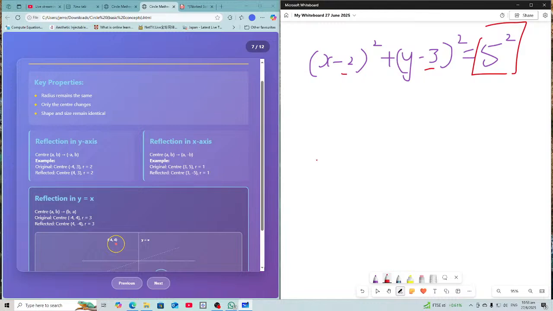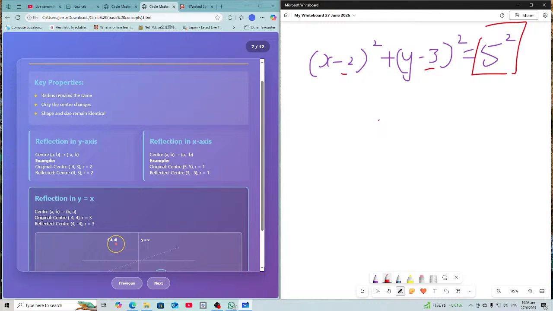Notice only the center changes, and sometimes it will be very interesting, because not all the coordinates change, depending, right? So the shape and size remain identical. So it's more like a translation over here, right? We know that the shape and size remain identical, which means that the radius is the same, just that the center might have changed. Don't know whether it's X or Y, or both of them could have changed, you see.